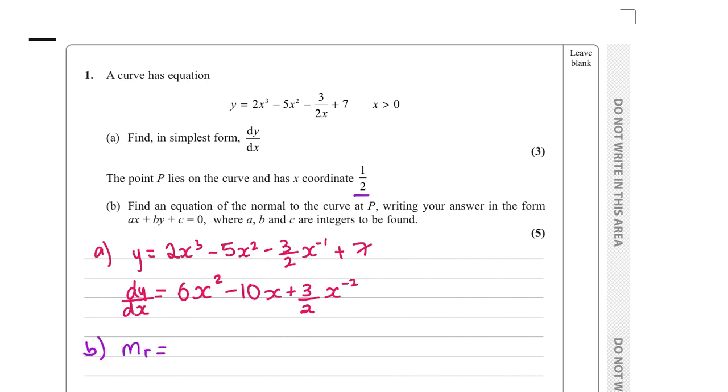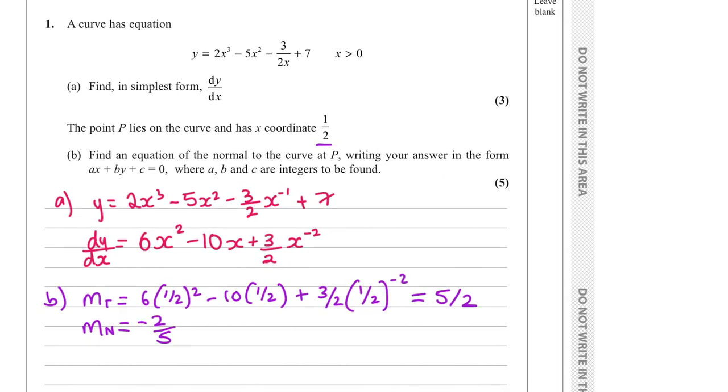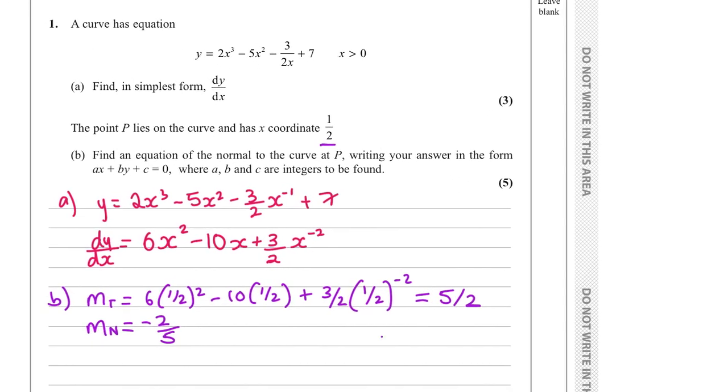So the gradient of the tangent is going to be 6 lots of a half squared minus 10 lots of a half plus 3 over 2 lots of a half to the negative 2. Brilliant, which equals 5 over 2. So that must mean the gradient of the normal is the negative reciprocal, which is negative 2 over 5. Okay, so for the equation of a straight line, I have y equals mx plus c. I need an x coordinate, a y coordinate, a gradient. I've got a gradient, I've got an x. How am I going to find my y?